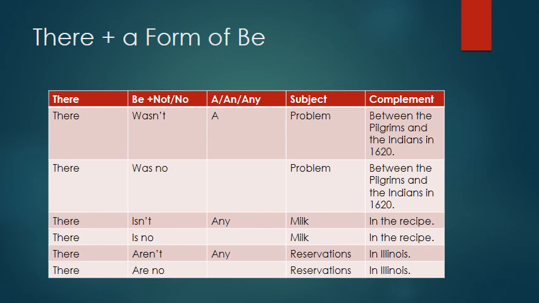Similarly, look at the next one. There aren't any reservations in Illinois. Okay? But then I say there are no reservations in Illinois. So when I use no, I don't use a, an, or any. Okay? All right, so we will go over the exercises in the class.